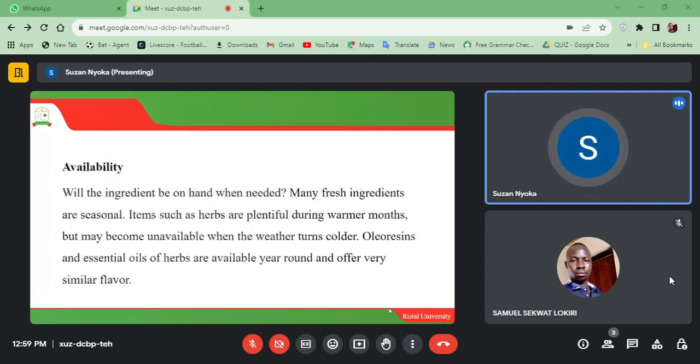And then the availability of the ingredients. Will the ingredients be on hand when needed? Many fresh ingredients are seasonal. Items such as herbs are plentiful during warmer months, but may become unavailable when the weather turns colder.